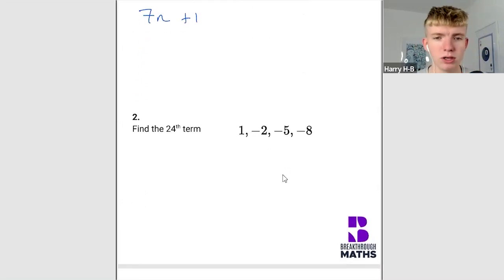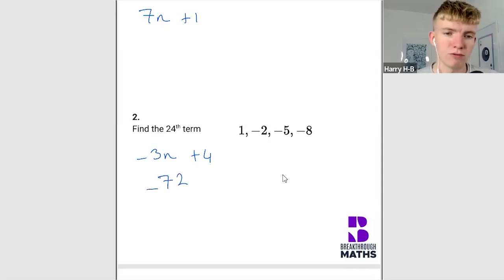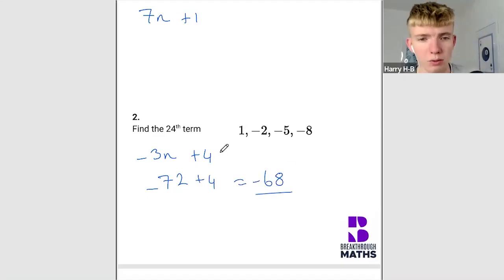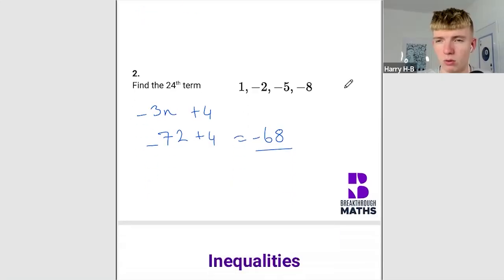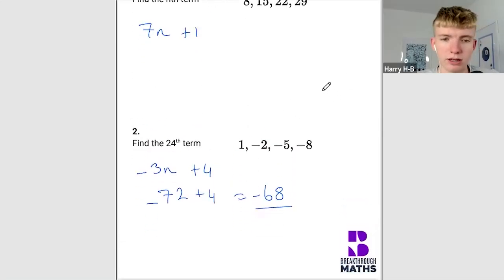So we do the same thing. We know it's decreasing by 3 every single time, and it's going to be plus 4. All right, so minus 3n plus 4, we substitute this in. So we do minus 3 times 24 to give us negative 72. Add that 4 to give us negative 68. And negative 68 is our 24th term. Hopefully that all made sense. Well done to those of you that got that right. If you didn't, you'll get the next ones.